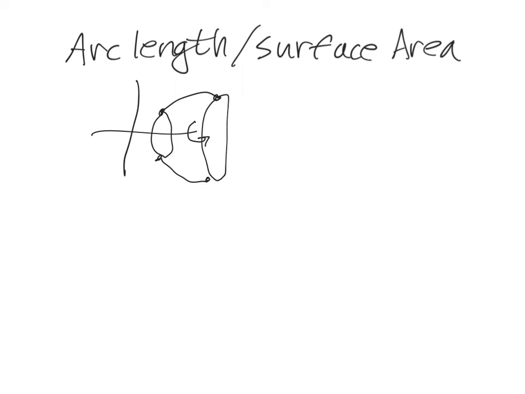So arc length was what? A to B of, take the derivative, square it, add 1, then take the square root, which got really ugly algebraically.